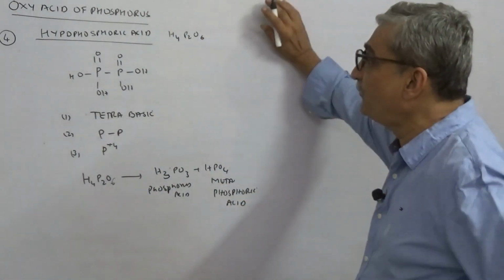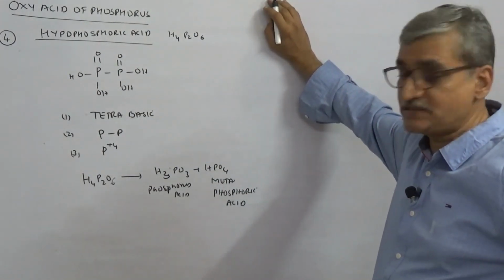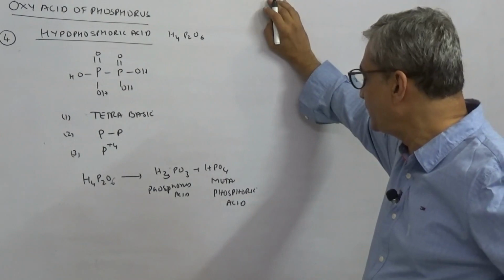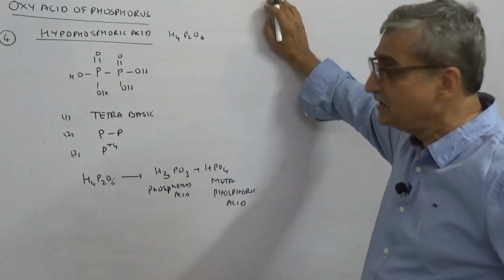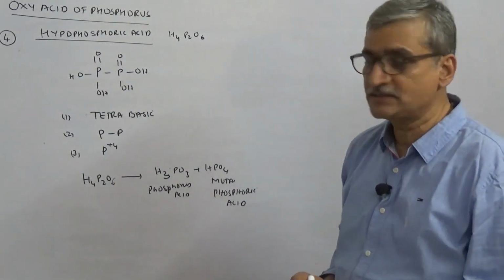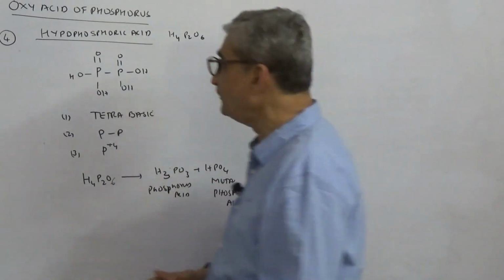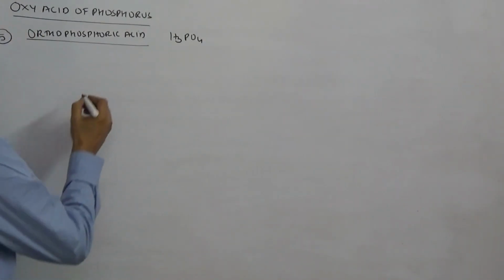Hypophosphoric acid on decomposition forms phosphorus acid and metaphosphoric acid. So this is how MCQs can be framed with regards to these oxy acids of phosphorus. The most popular of all the oxy acids is orthophosphoric acid.